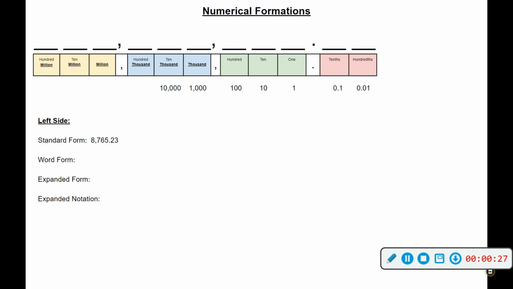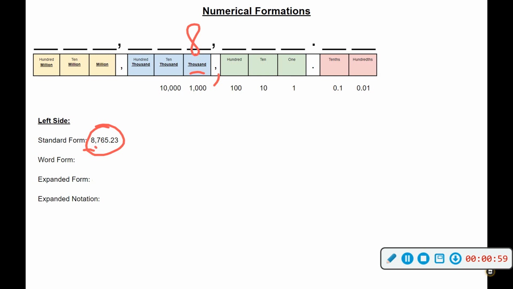Take for example, we're going to start with this number, 8,765 and 23 hundredths. So we're going to start with that number here. And if I were to start placing these everywhere, I know that the 8 is in the thousands place. So it goes there. Now how I would say that is 8,000, because that comma is going to separate where we are going to be able to start moving on to the next period.